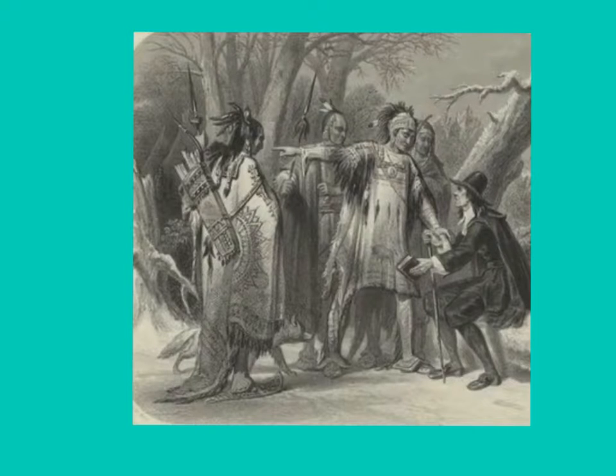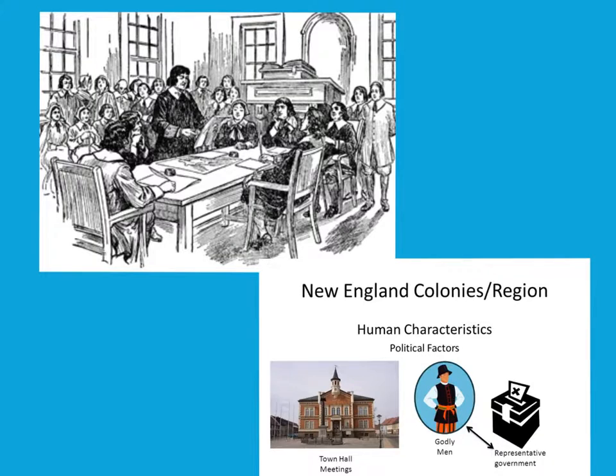Towns and churches were the center of life, and religious reformers and separatists were how they were grouped or divided. Town hall meetings, godly men, and representatives of the government are characteristics of the New England Colony.